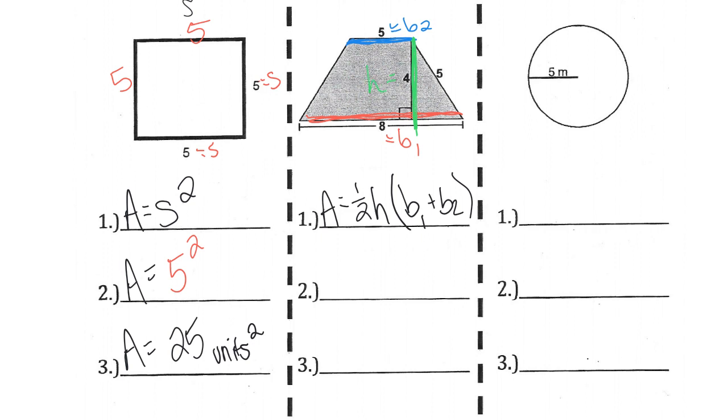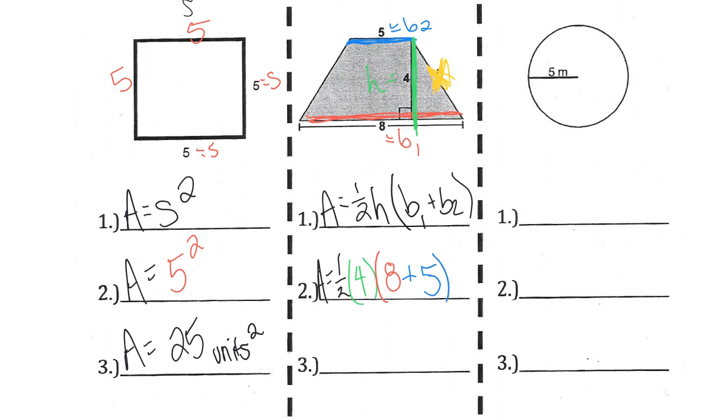This 5 over here, that's just there to confuse you. They want you to get confused. So that's just extra information. Okay, so we have all of these. Let's plug this into the formula. Area equals 1/2 height. My height is 4, times my base 1, which is 8, plus my base 2, which is 5.